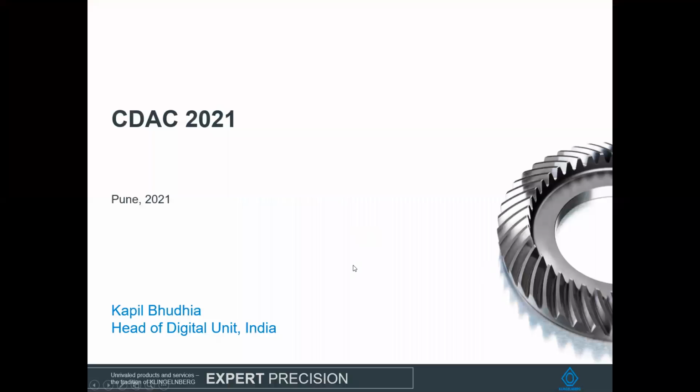So a bit about myself. I'm heading the digital unit here at Klingelnberg, India. Maybe I can give a very short reference to what Klingelnberg is. Klingelnberg is about a 160-year-old company. It's a German firm. Its headquarters are in a small town called Hückeswagen in the north of Germany. And there are other development centers in the south of Germany, at Ettlingen near Karlsruhe. And then there is a digital development center here at Pune, which is headed by me currently.